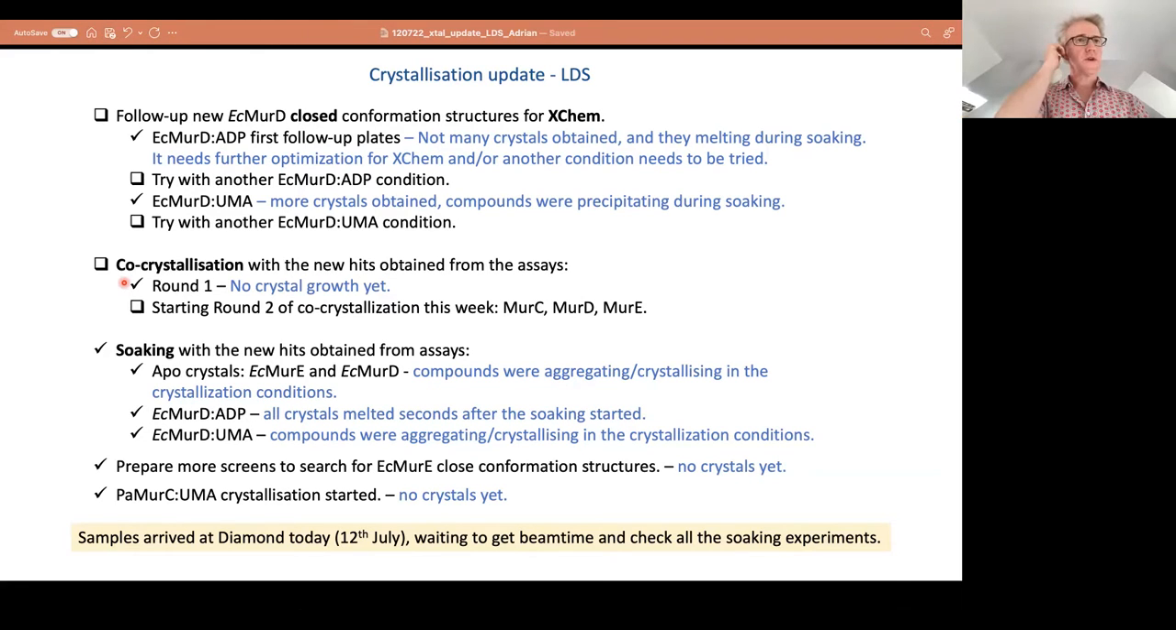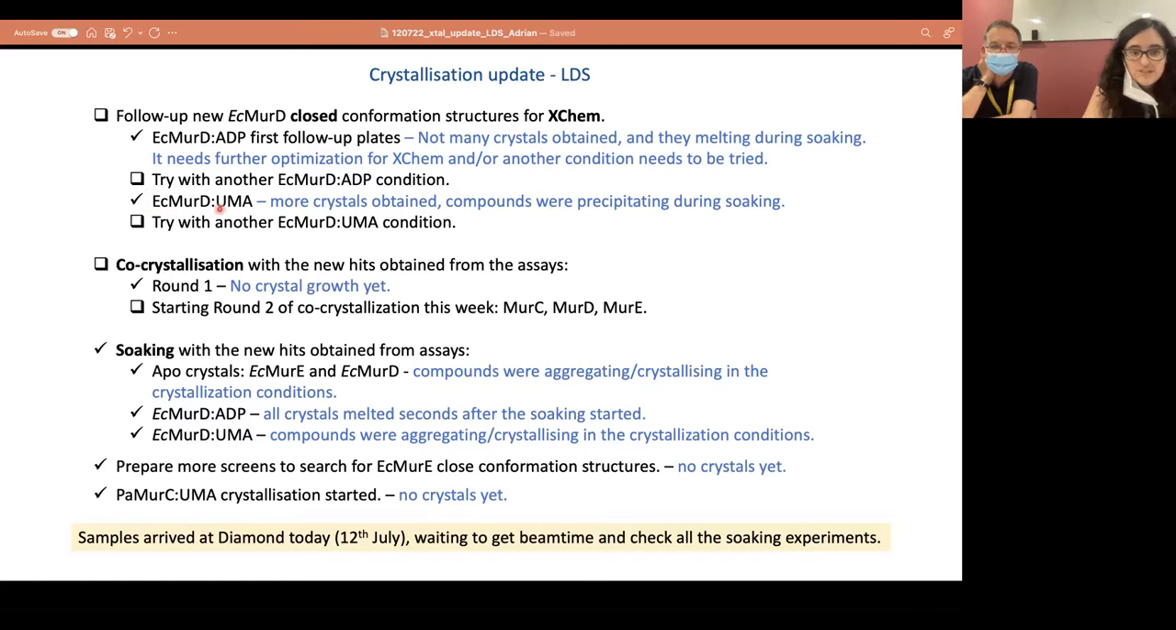On the screen, the things that have been sent to Diamond are, I guess just to paraphrase, the E. coli MurD with the ADP right at the top. No, that one, I couldn't get any of those crystals. Okay, they're all melted. So I've sent E. coli MurD UMI without magnesium and with the 2 magnesium concentrations. And the APO E. coli MurE and E. coli MurD in the presence of the compounds.